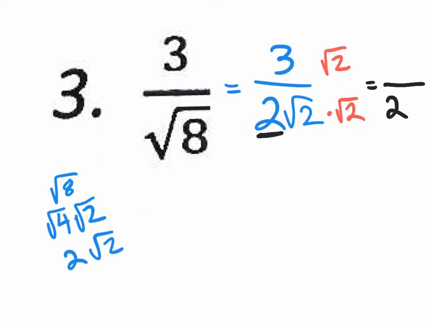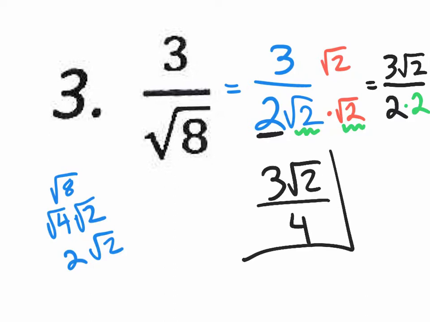And the square root of 2 times the square root of 2, what does that become? That becomes 2. So you really have a 2 times 2 down there. And up on top, you have the 3 times the square root of 2. So what's our final answer going to be? 3 square root of 2 over 4. And there's nothing else to do, nothing else to reduce. That's your answer on number 3.